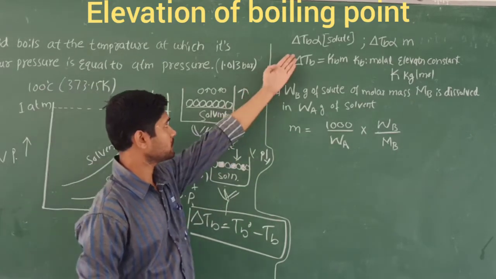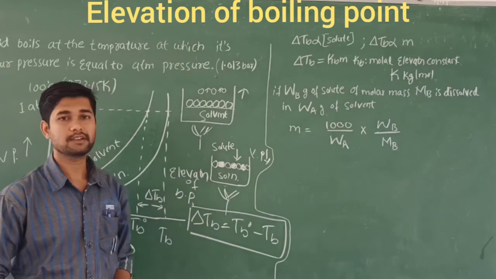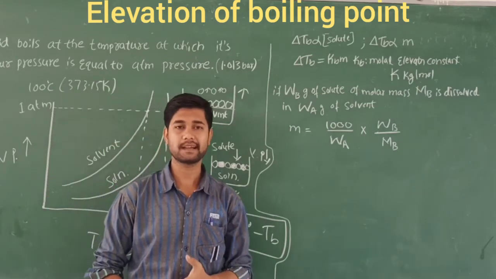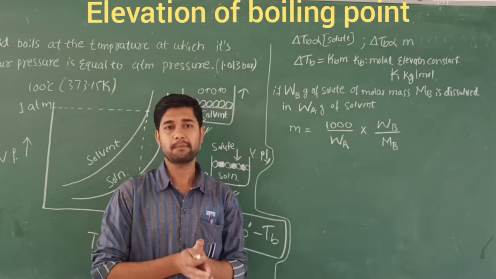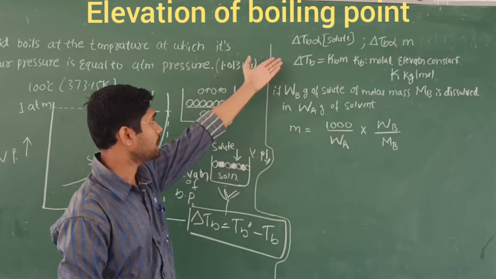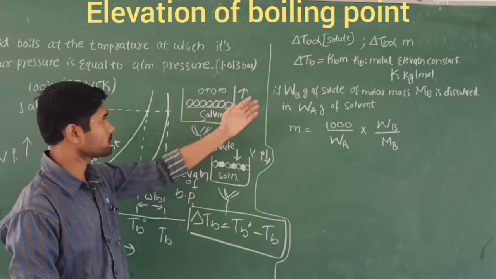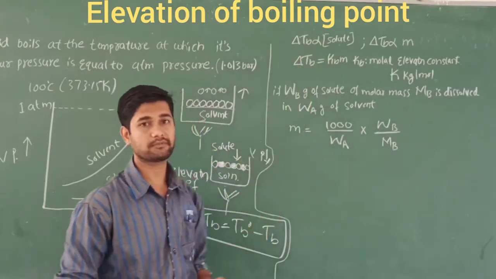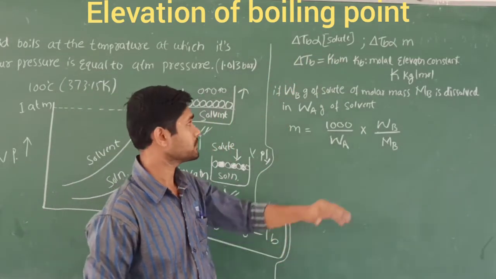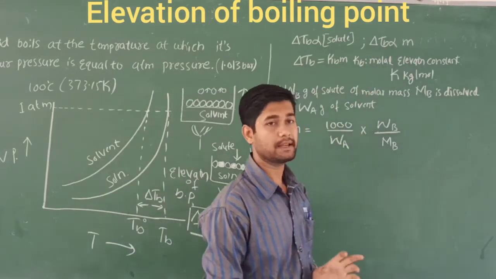Let's start with delta TB, which is directly proportional to the concentration of the solute. Why? Because the definition of colligative properties says it depends upon the number of solute particles. So delta TB, the elevation of boiling point, must be directly proportional to the concentration of the solute. Here the concentration of the solute is the molality. So delta TB is directly proportional to the molality.